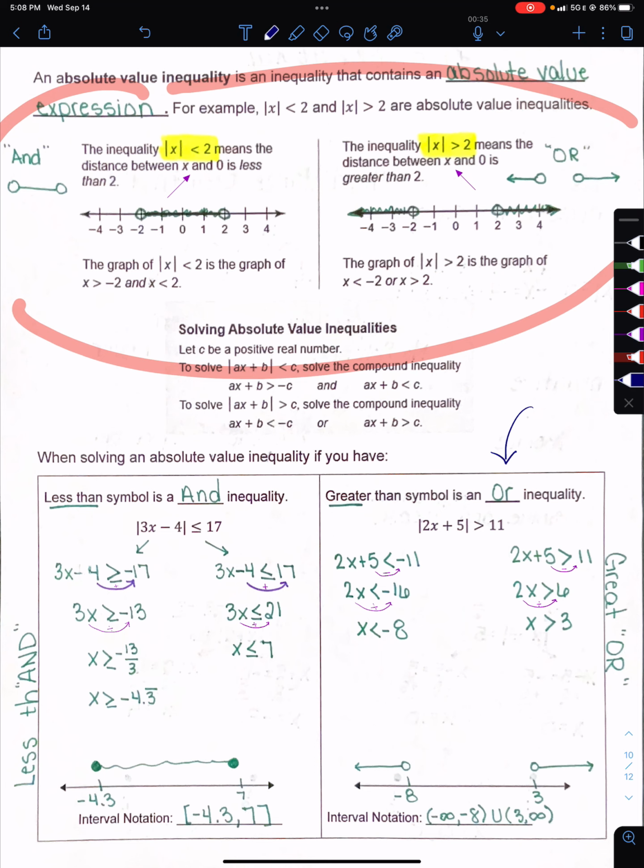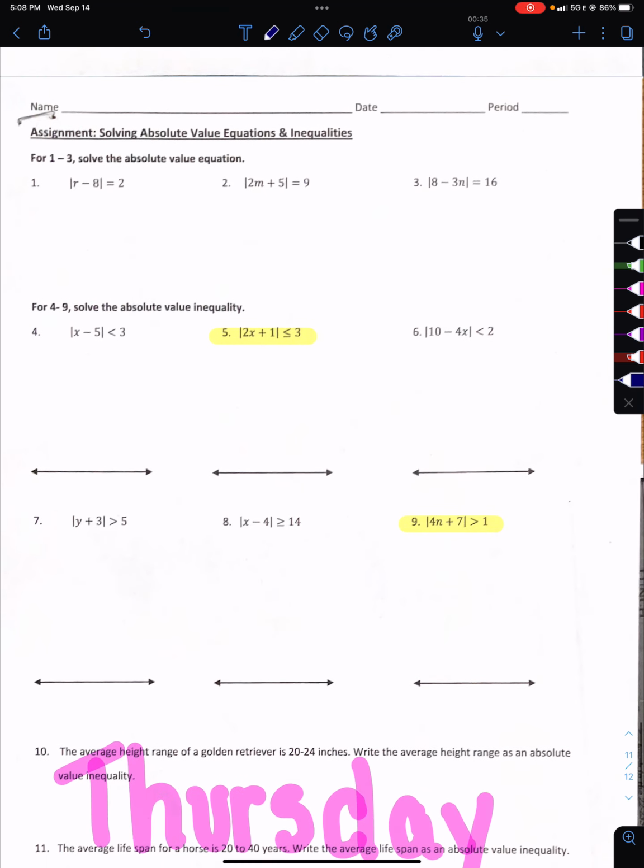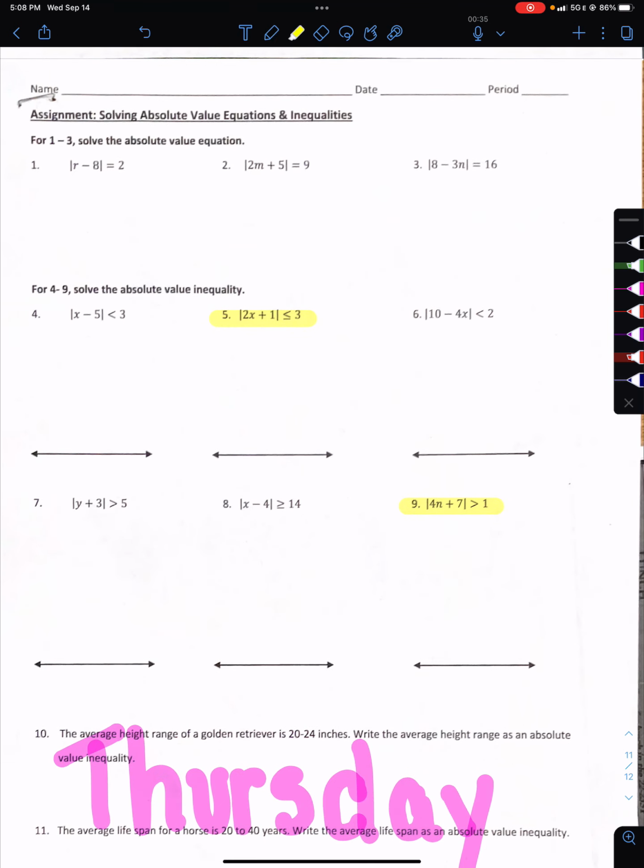All right, so let's go and get started on the assignment. The 3 problems that I'm going to be working on tonight are number 3, 5, and 9. Number 10 and 11, do not scratch them off because we will be completing those in class. All right, let's go ahead and get started with these.